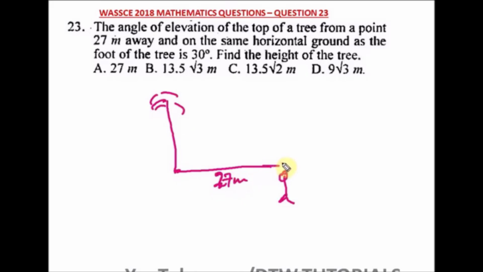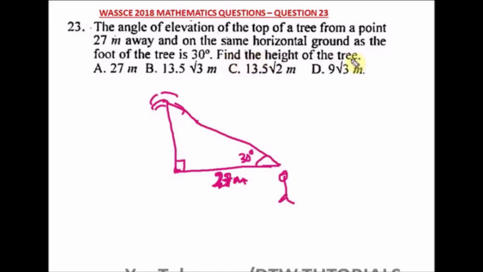Your angle of elevation, you're looking this way. Our angle of elevation will be this. And it says 27 meters away and on the same horizontal ground as the foot of the tree. So this is the foot of the tree, and the angle is 30 degrees. So this is the top of the tree we're looking at. So we've drawn our triangle. We have 27 meters here. The tree is a right angle triangle. This is 90 and this is 30.